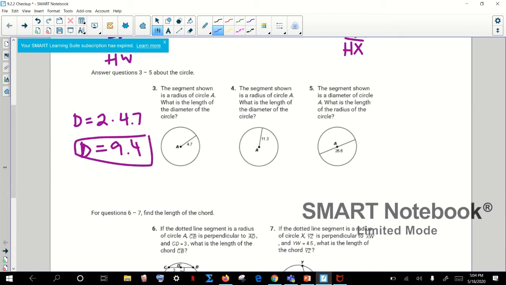Alright, in number 4 again we're given a radius, so to find the diameter we're just going to do 2 times whatever the radius is, which is 11.3, so the diameter is 22.6.